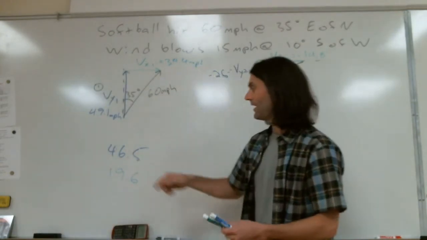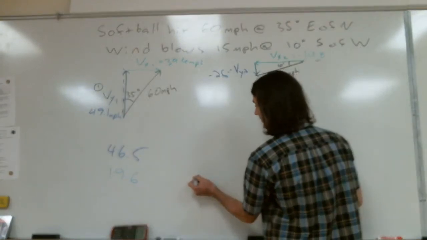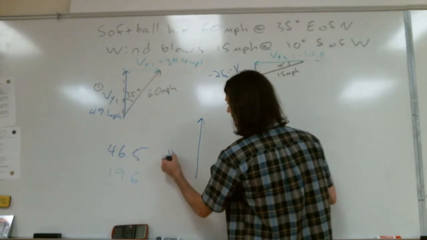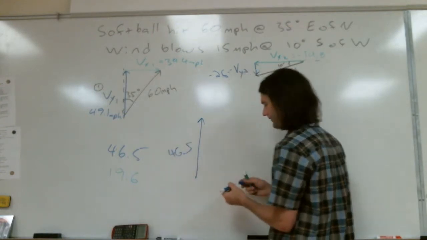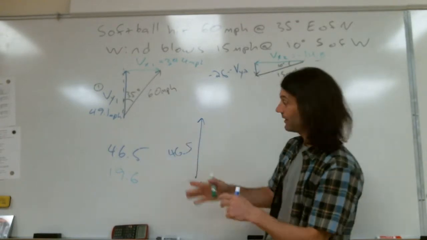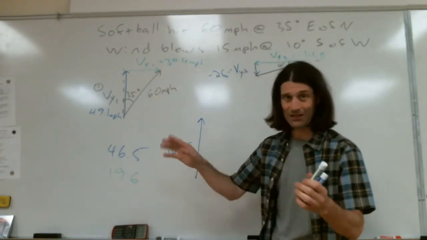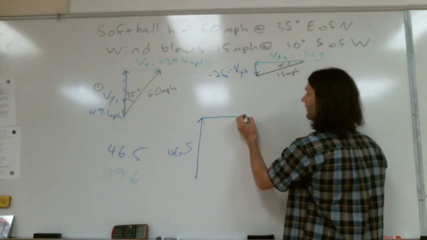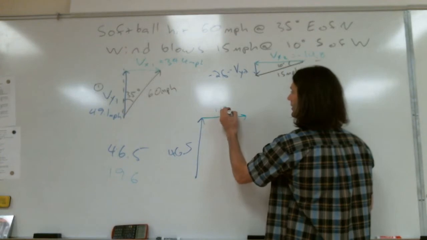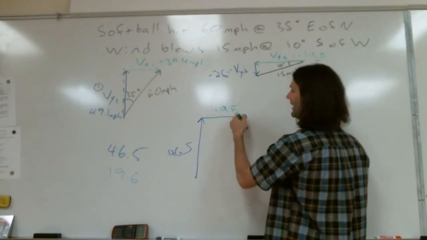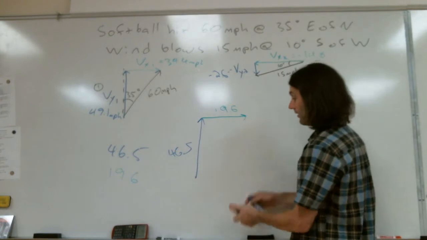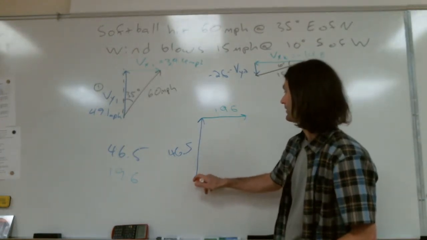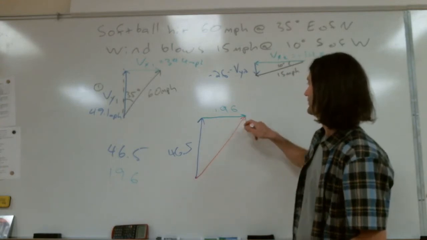So the y is positive 46.5. So I'm going to start down there and go straight up, 46.5. Then I'm going to go tail to tip, right? 19.6, that's a positive x. So now I am going to go tail to tip, 19.6, that way. That's in the positive x direction. So now I'm ready to get the resultant, and the resultant is tail of where you started to tip of where you ended.